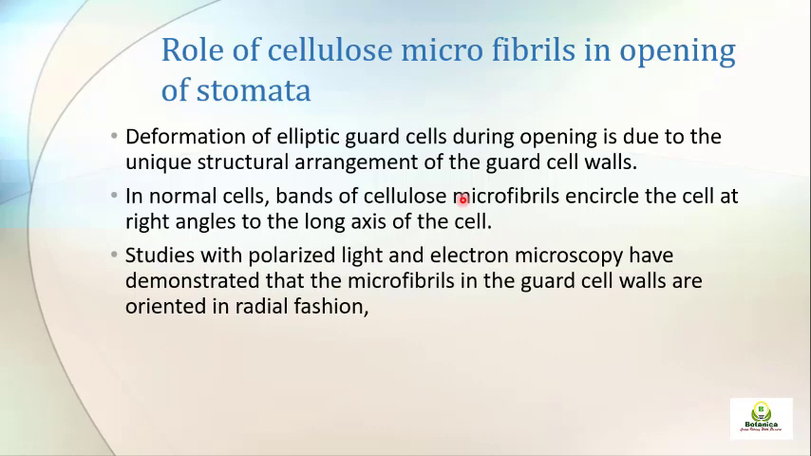But here, studies with polarized light and electron microscopy have demonstrated that microfibrils in the guard cell walls are oriented in a radial fashion. This particular arrangement in the radial fashion is a specialized type of arrangement which is observed only in the guard cells. As far as the cells other than the guard cells are concerned, they have microfibrils arranged at a right angle to the long axis of the cell. But as far as the guard cells are concerned, they have the arrangement of microfibrils in a radial fashion.